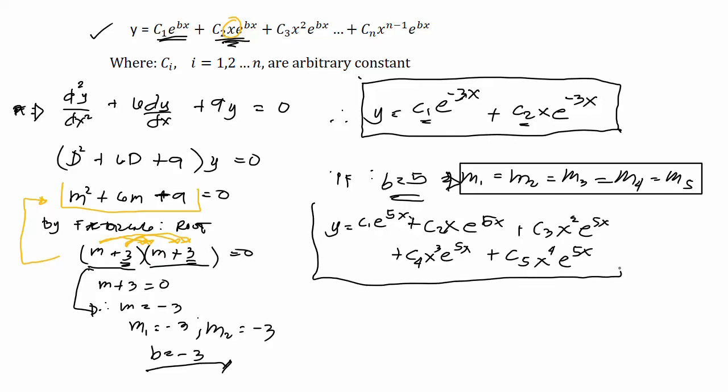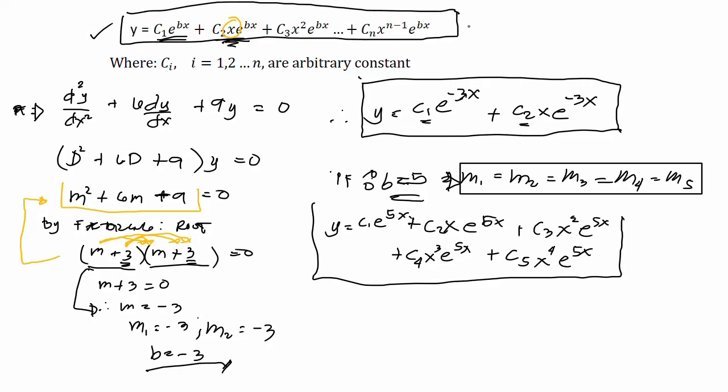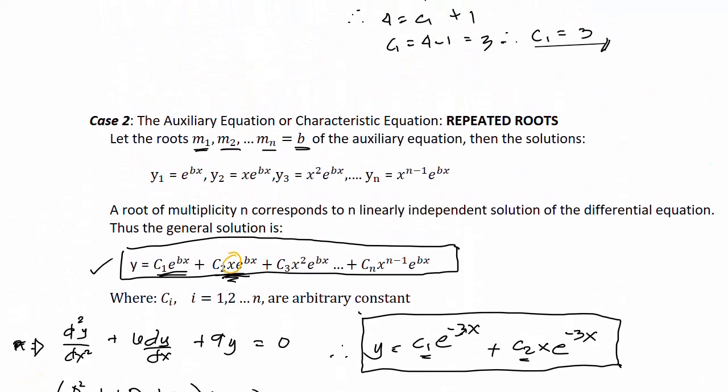So this will be the general solution if our roots m1, m2, m3, m4, and m5 are equal to 5, or repeatedly equal to 5. So we have this term, this term, this term, this term, and finally this term, by applying the equation given by this case number 2, when we have repeated roots.